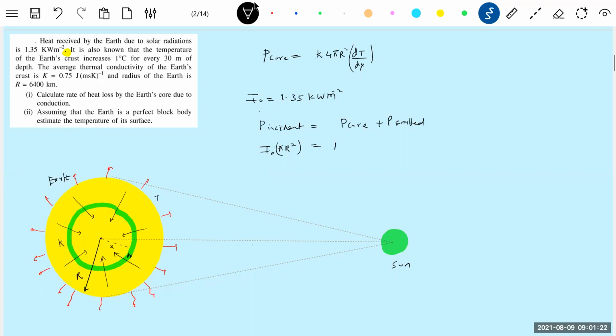This we have already calculated. What to do? Power emitted, sigma 4 pi r square into T. Estimate the temperature of its surface, TE, I'll write it. Substituting all, I think pi r square gets cancelled. So I naught equal to 4k dT by dx, 4 sigma TE. I don't have the answer here to calculate and predict this.